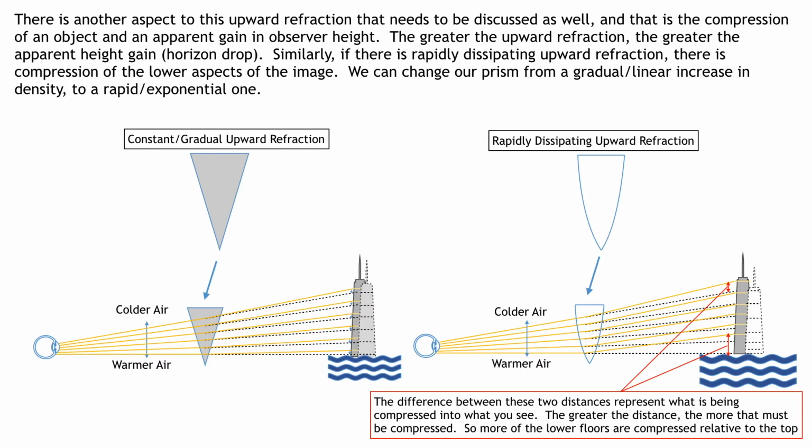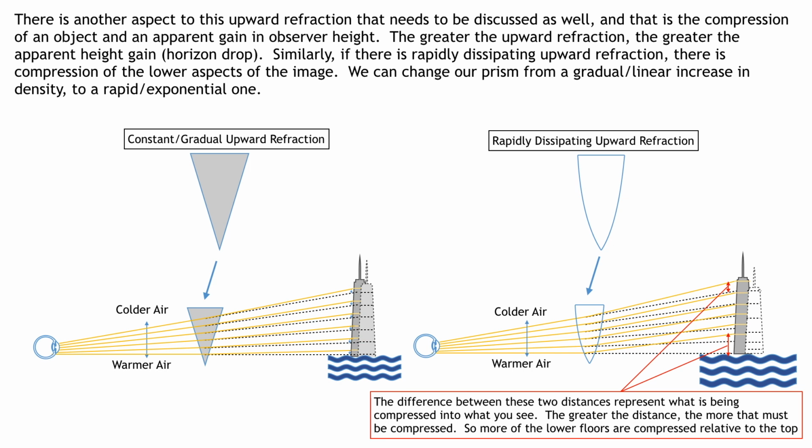So there's another aspect to this upward refraction that needs to be discussed as well, and that is the compression of an object and an apparent gain in observer height. So the greater the upward refraction, the greater the apparent height gain or horizon drop. Similarly, if there is rapidly dissipating upward refraction, there is compression of the lower aspects of the image.